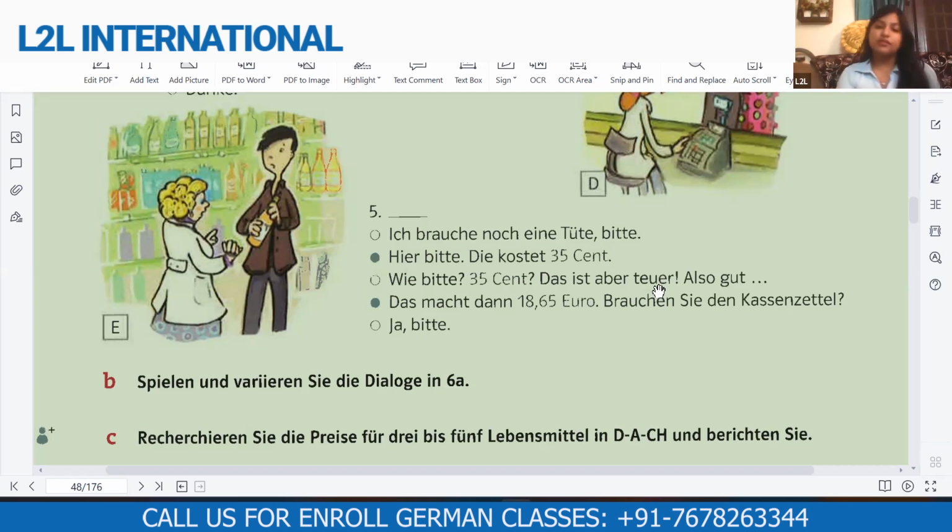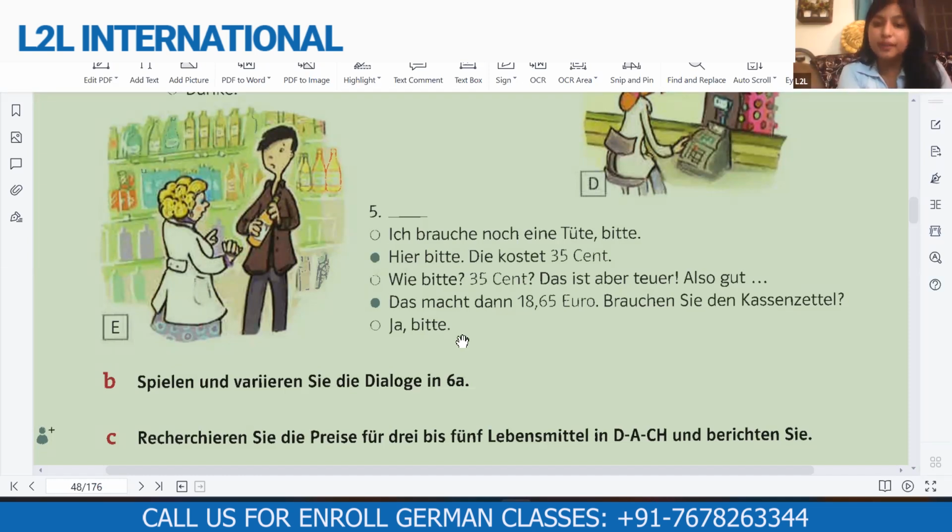If you want to emphasize your statement, for example, if you want to say, this is expensive, you say, das ist teuer. But if you want to mean, my God, this is really expensive, they would say, das ist aber teuer. So this aber is something that adds to the expressiveness of the language. So she means that this is really expensive. Also gut. Also gut means, okay, then good.